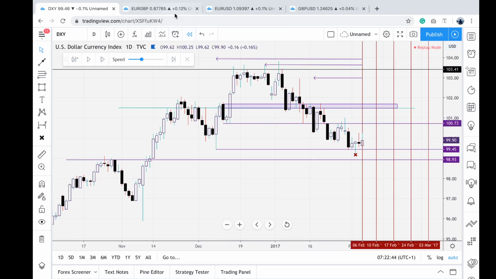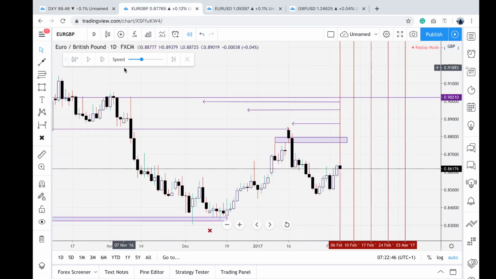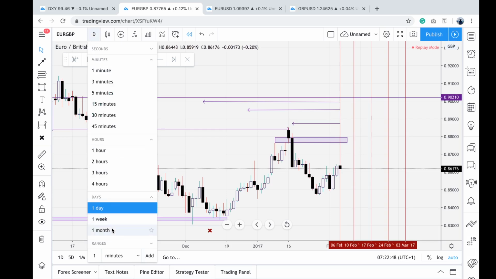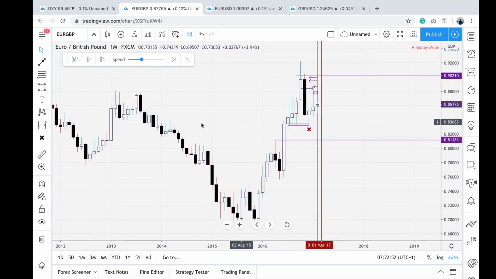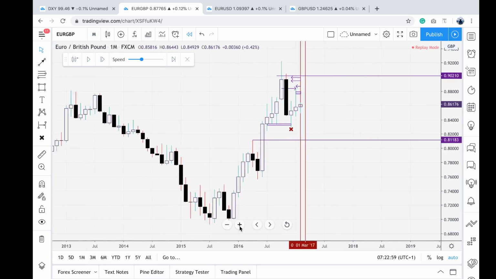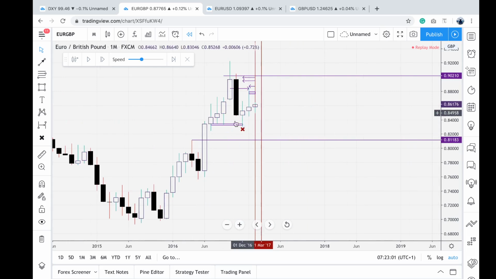Then we'll move over to Euro Pound. All right, so on the Euro Pound right now, we're going to go over to the monthly time frame first. So remember, now we've broken out of this range, we've broken out of that range on the monthly. I mentioned this turtle soup, so we can see price inside of this range. So currently now we're in a smaller little range on the monthly basis.